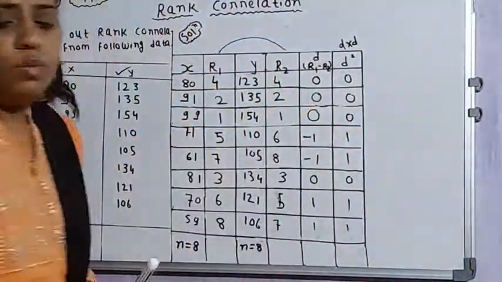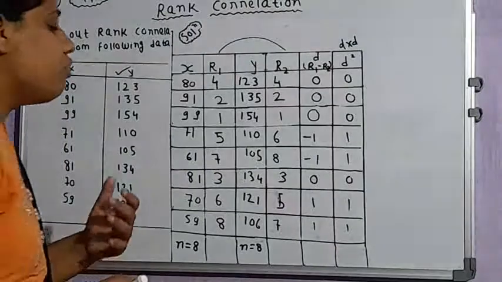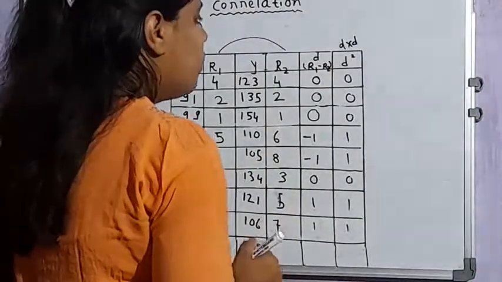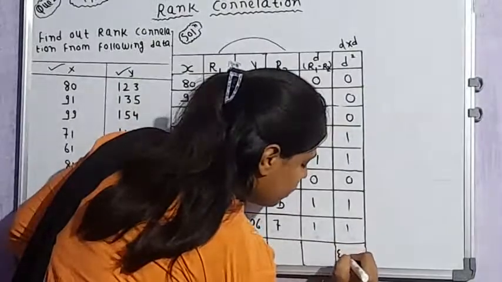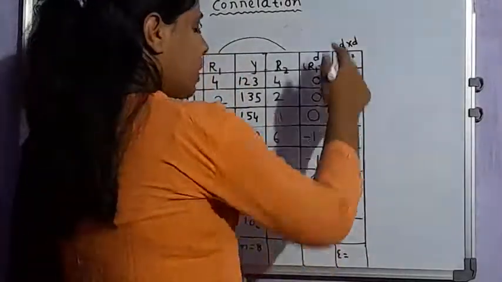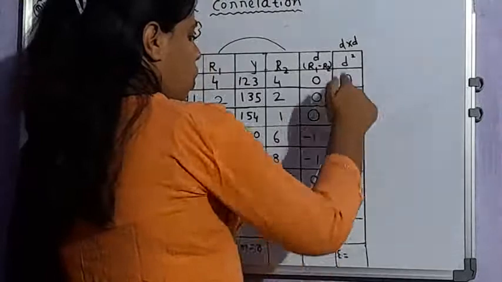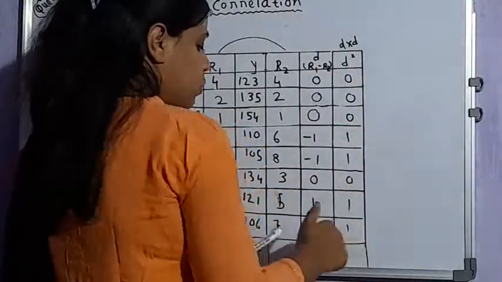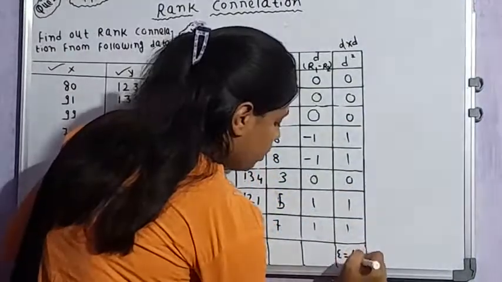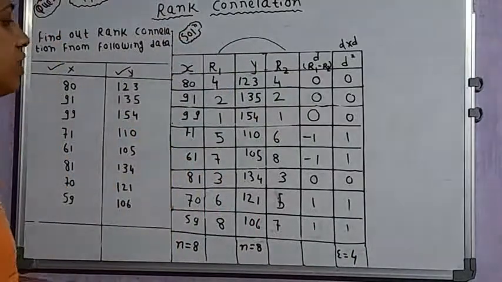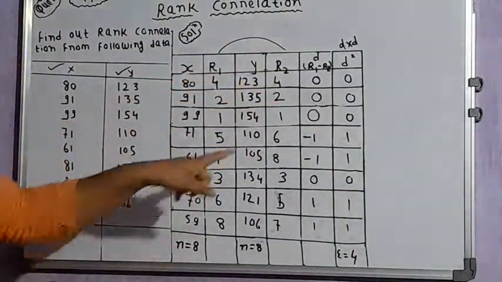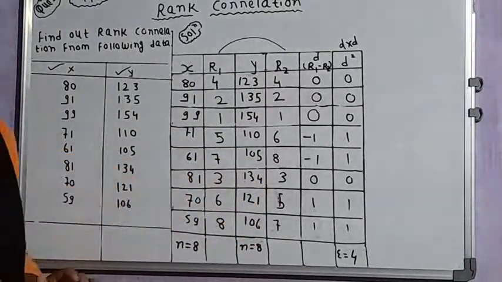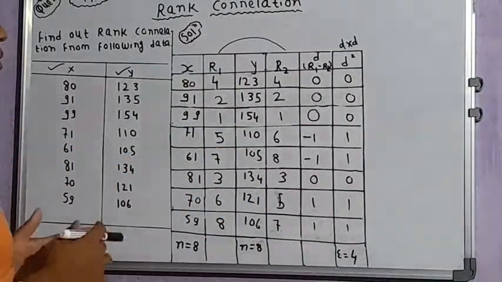Now for putting the value in the formula we need summation D square. So we are going to add this column. What is the addition of this column? 1 plus 1 plus 1 plus 1, so it would come to 4. So this way we have made the total of the D square column. We have got summation D square equals 4. Now we are done with the preparation chart.